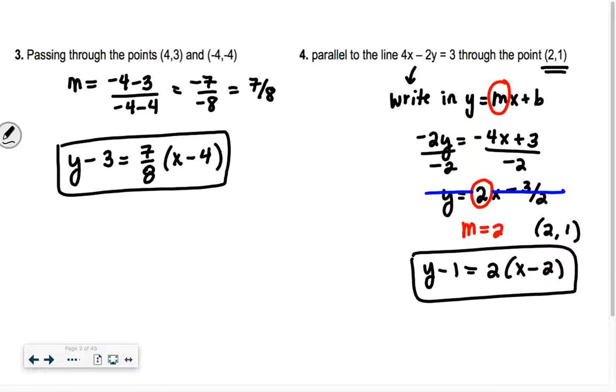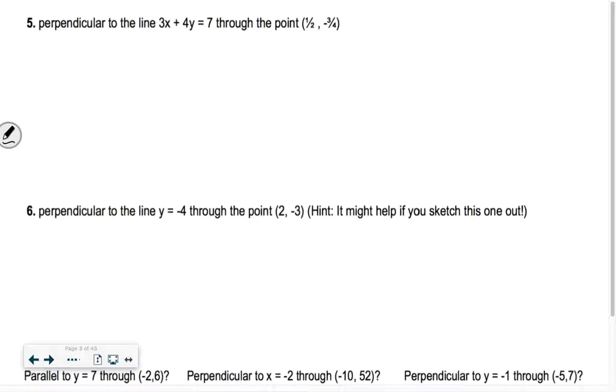Easy so far? All right. Good. All right, so same idea, perpendicular. Do you guys want to try it first? So find the slope.